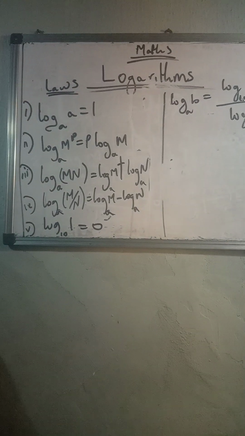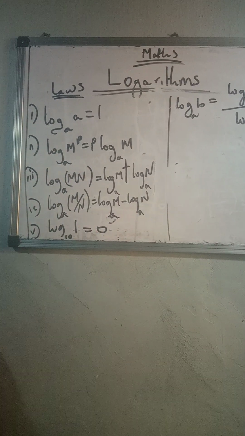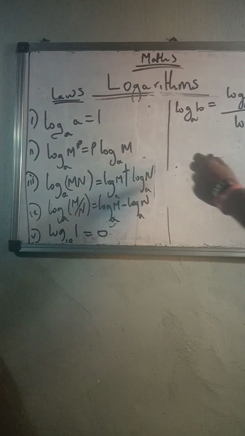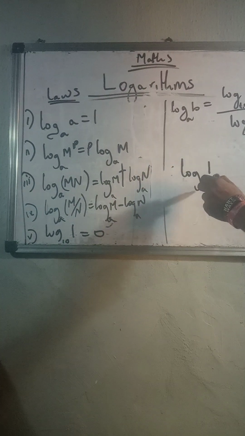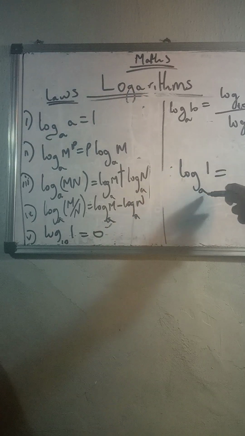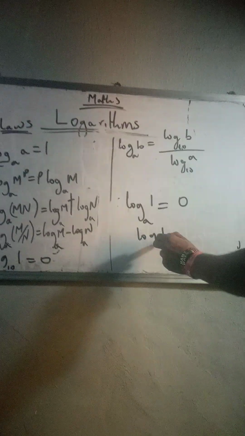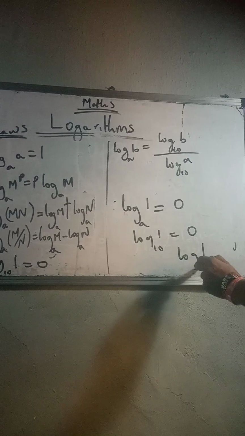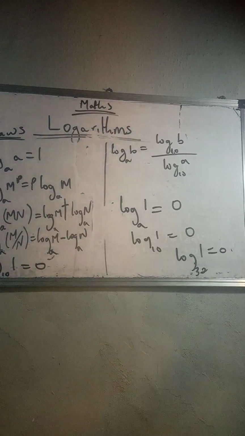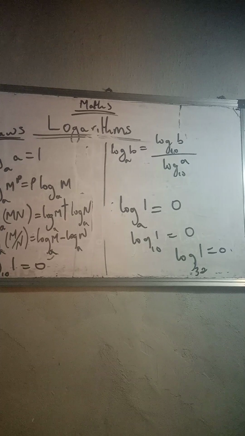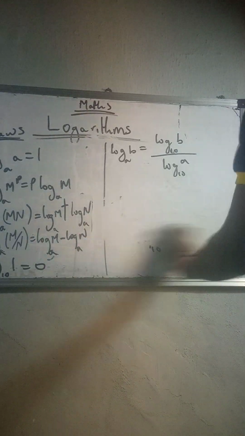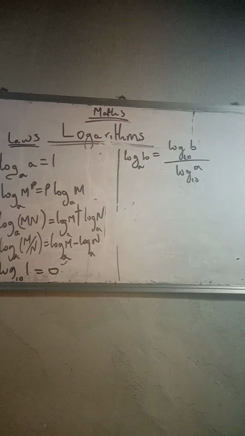The fifth law of logarithm, from what I have on the board, is log 1. The base is 10, but the base does not really matter. When you type log 1 on your calculator, irrespective of the base, you are going to get 0. If the base is 10, it is 0. If the base is, let's say, 32, it will still be 0. The log of 1 is 0, irrespective of the base. So that is the fifth law you should know before you go sit for your exam.